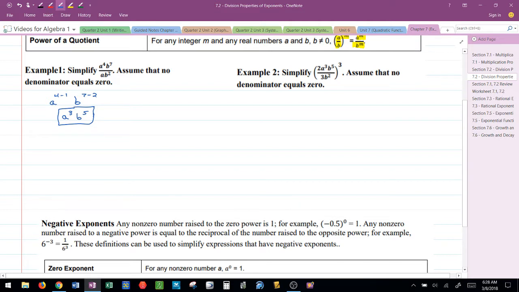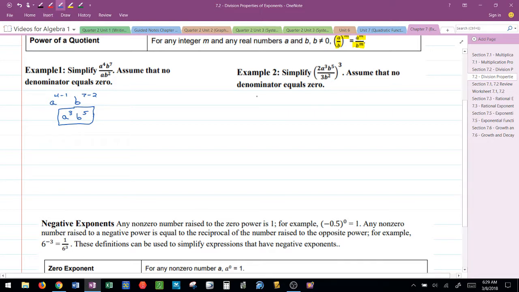Now, a second example that's a little bit more complicated. If you notice, we have the power of 3 outside of this fraction. I have two different options. Option number one is to simplify the fraction first and then do the power of a quotient property. Option number two is to distribute that power in first, then worry about the division property. If I distributed that power in, I have to distribute it to all 5 pieces in there. So let's see if we can simplify this first.